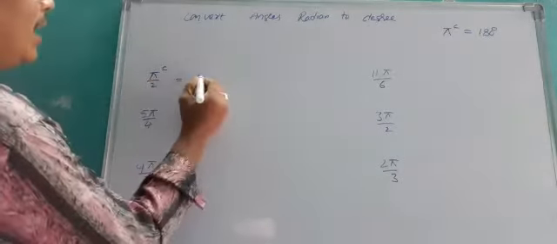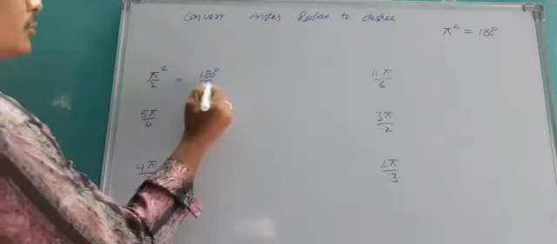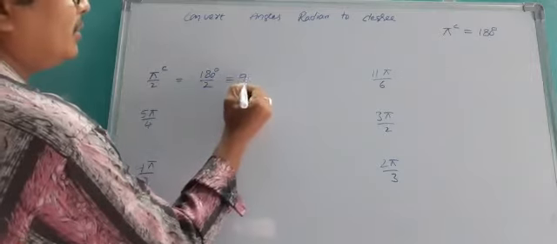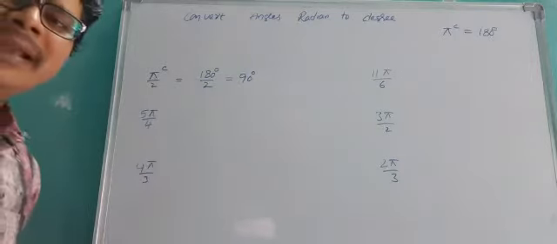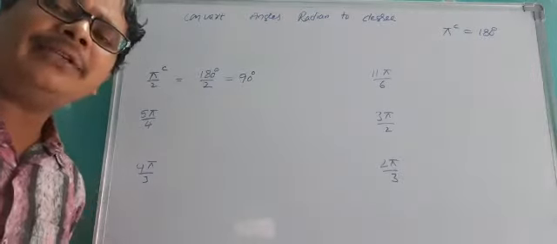Now the angle in radians, pi radians by 2. So instead of pi, I have to substitute 180 degrees. Simple method, by 2. So 180 by 2 equal to 90 degrees. So that means 90 degrees equal to pi radian by 2.